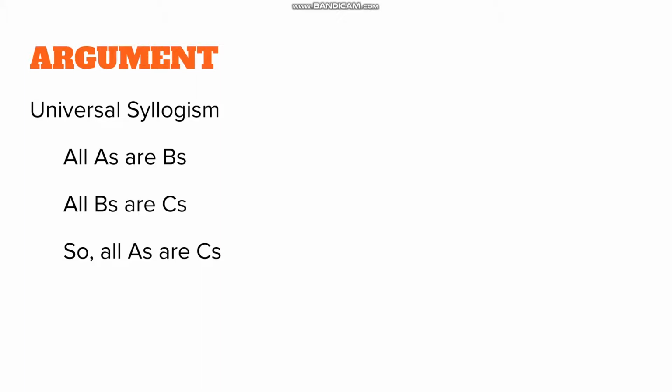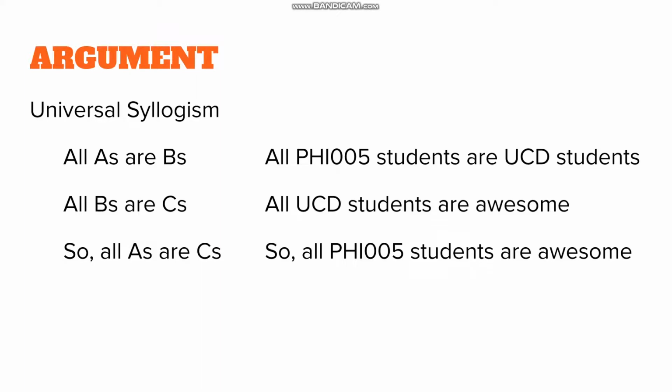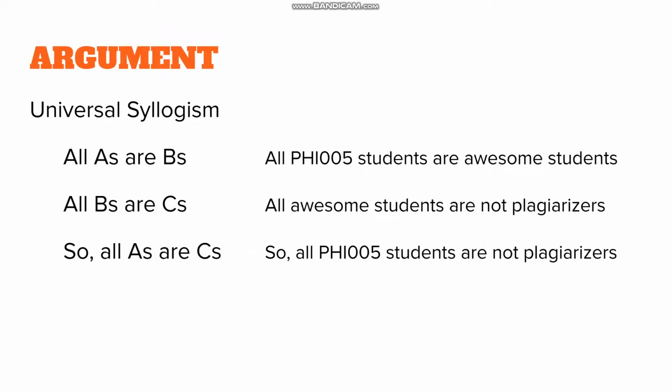Here's an example. All Philosophy 5 students are UC Davis students. All UC Davis students are awesome. Conclusion, so all Philosophy 5 students are awesome. Here's another example. All Philosophy 5 students are awesome students. All awesome students are not plagiarizers, so all Philosophy 5 students are not plagiarizers. Now, this is a valid argument. I hope that it's also sound.